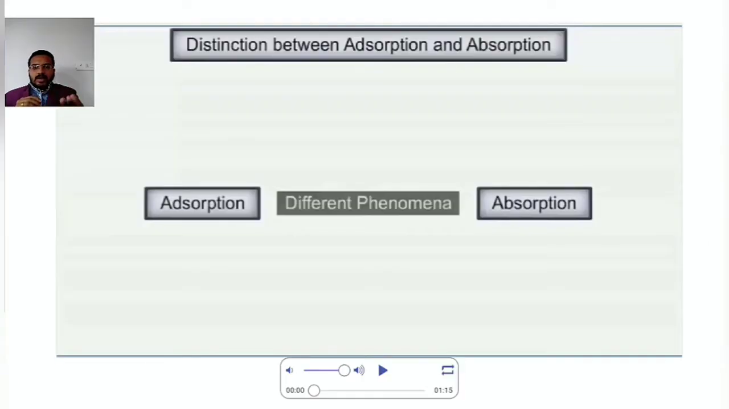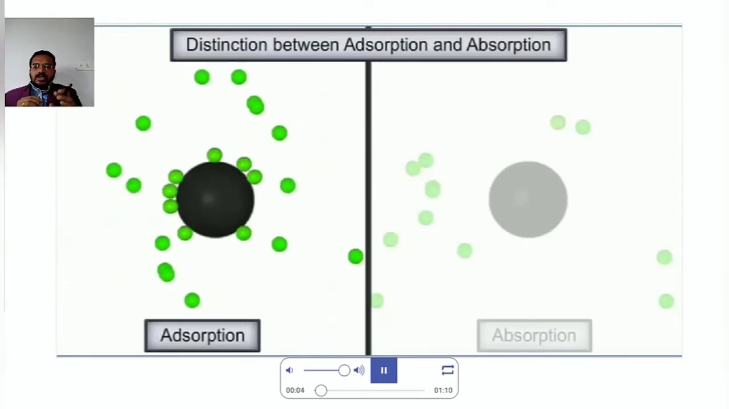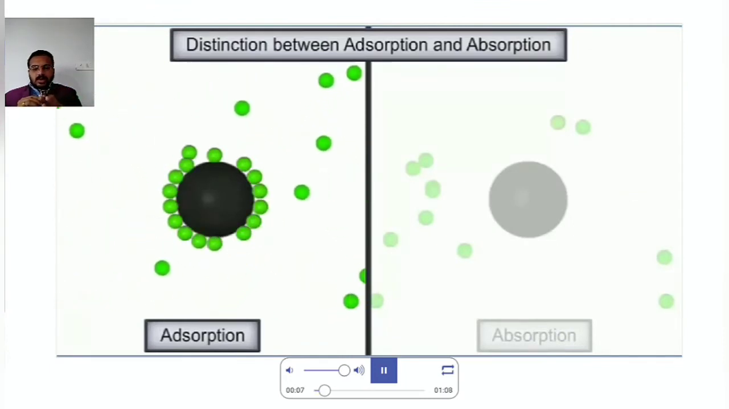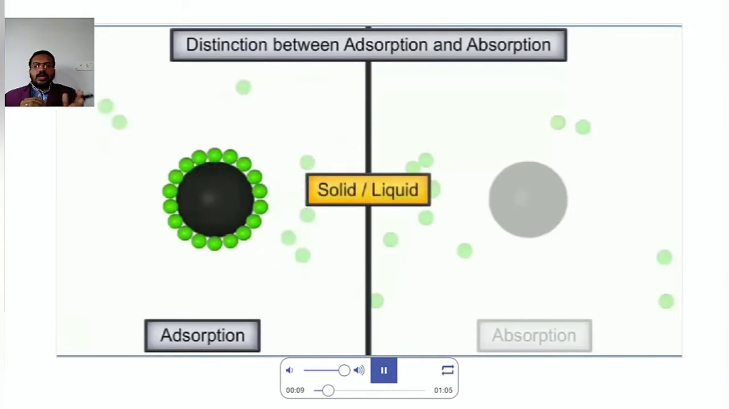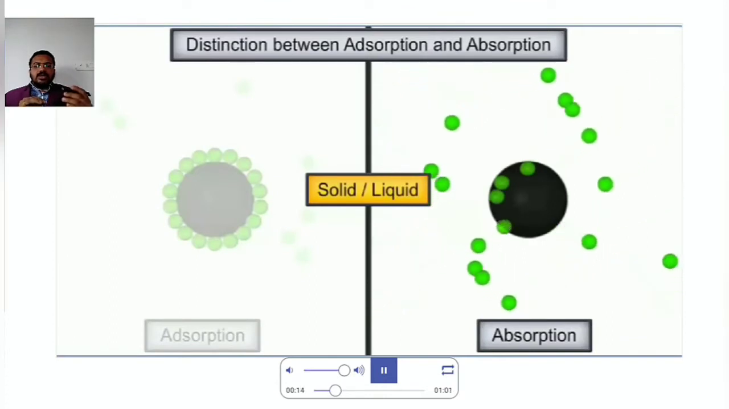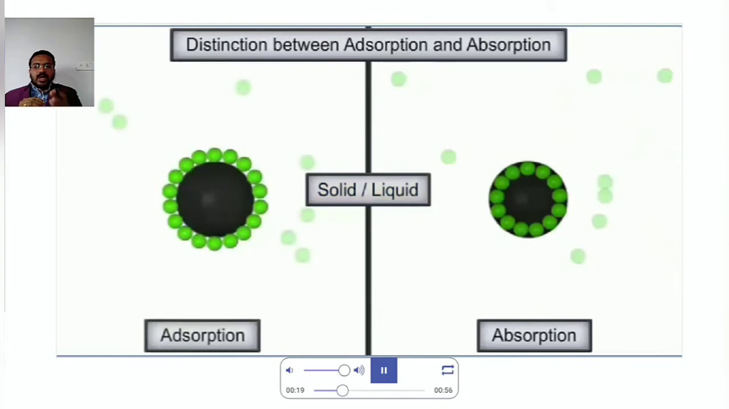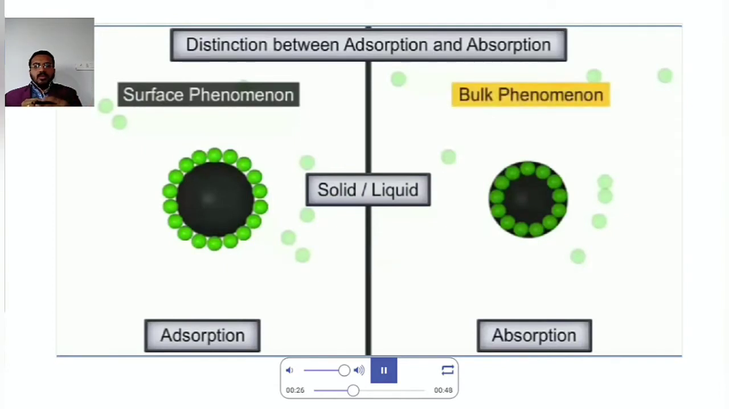In this video, we'll be mainly focusing on the difference between adsorption and absorption. See, adsorption is a surface phenomenon whereby the atoms are getting accumulated only on the surface of that adsorbent. But absorption is different. In absorption, you can see the green colored atoms are penetrating deep inside the bulk. So that is the difference between adsorption and absorption. Adsorption is a surface phenomenon. On the other hand, absorption is a bulk phenomenon.